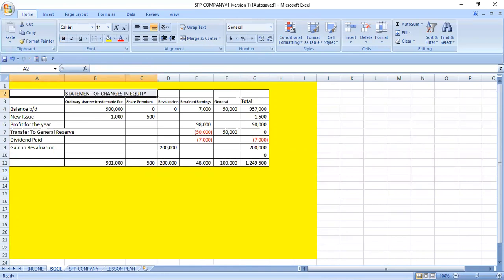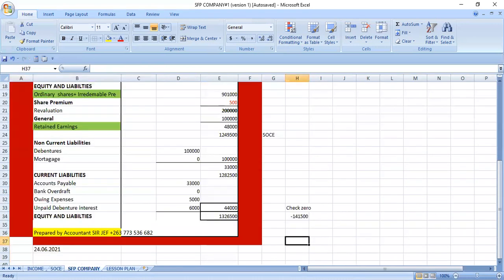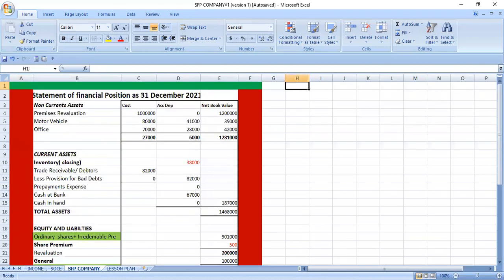Then we move on to our general reserves. They'll affect the retained earnings. They'll increase also the general reserve. The dividends will affect the retained earnings as a deduction. Revaluation reserve will affect the revaluation column. Then we are done with this one. We move on to our statement of financial position. As usual, this is it. We are done with the lesson. This is the stage of presenting.